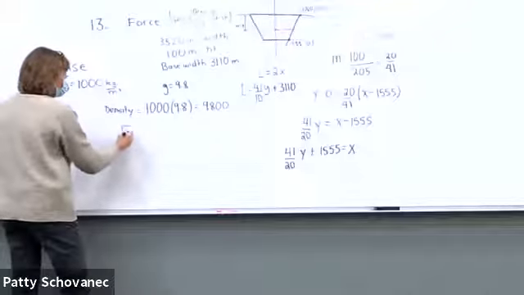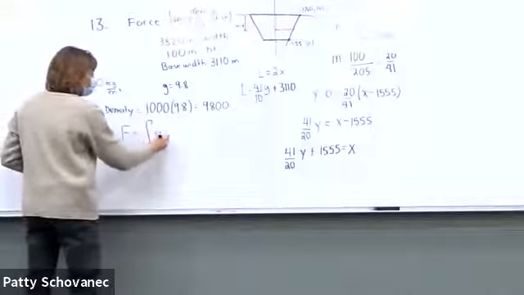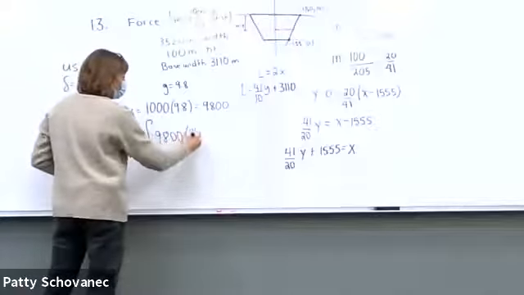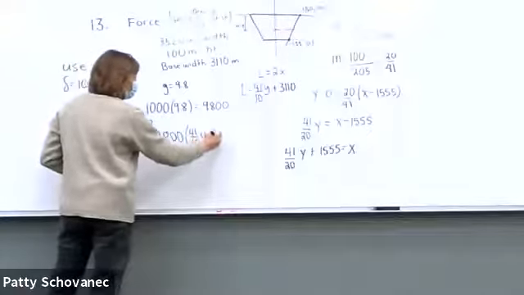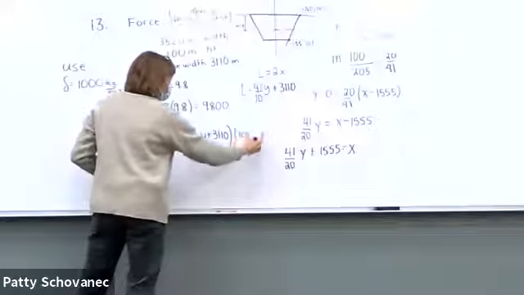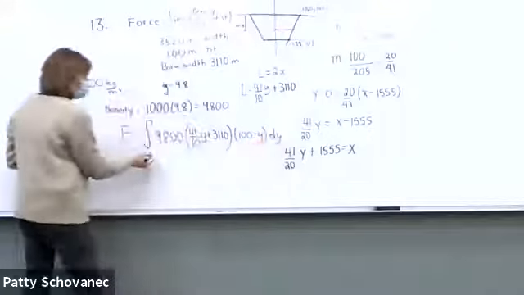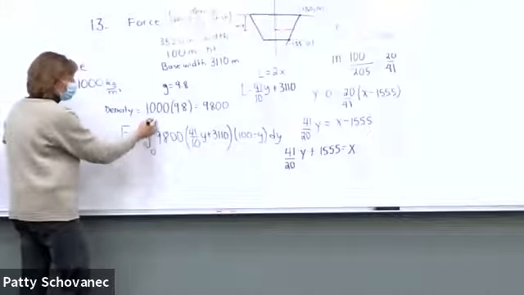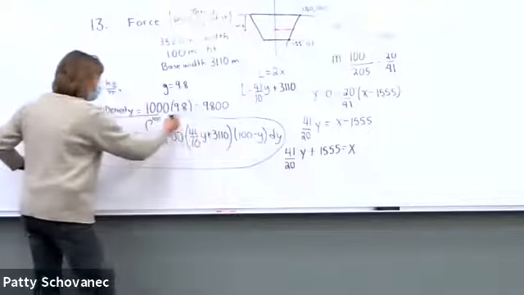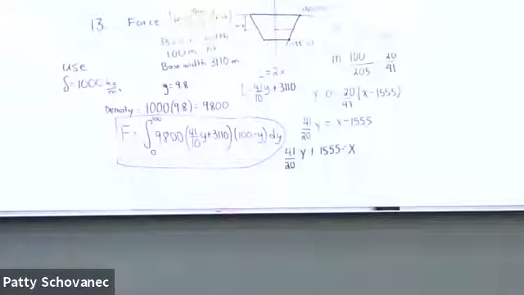So my force will have 9800 times L, 41/10 y plus 3110, times the distance, 100 minus y, then the dy. What numbers do you want to put on the integral sign? 0 to 100 up the y-axis there, covering the depth of the dam. What will the units on this force be? We're in Newtons. Metric system. These are going to be Newtons.